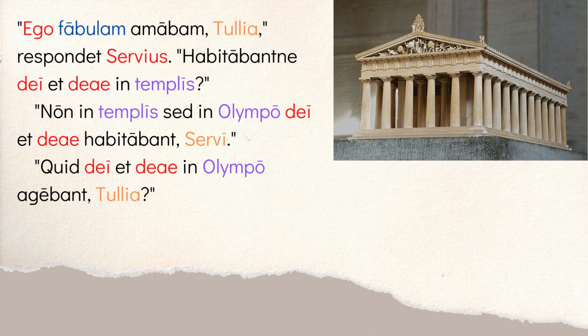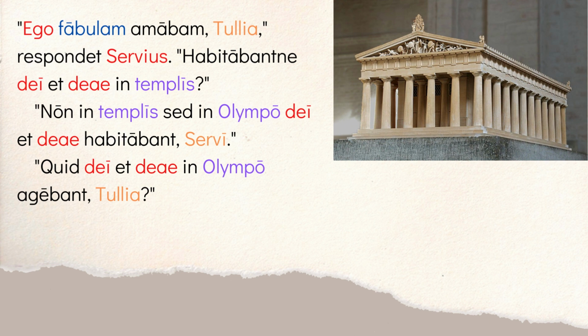Then you have habitabantne dei et deae in templis. So the subject is dei et deae, gods and goddesses. The verb is habitabant, which is imperfect, right? You can tell by the BA, and it's active voice. So habitabant means they were living. The -ne on the end of it means you're asking a yes or no question, right? And he's not sure what the answer is. So it's a legitimate yes or no question.